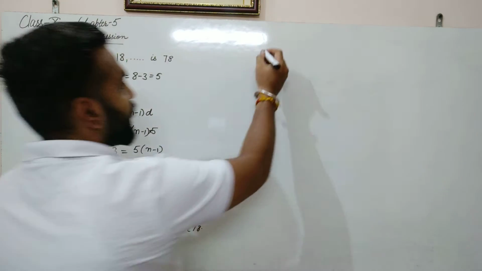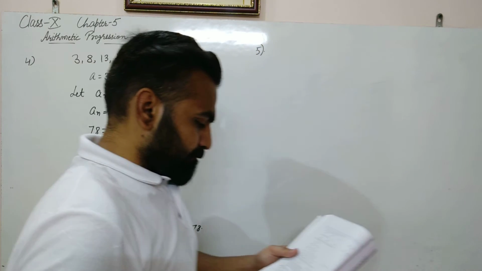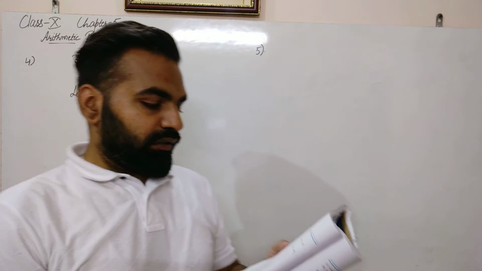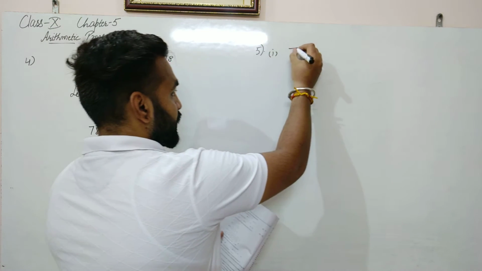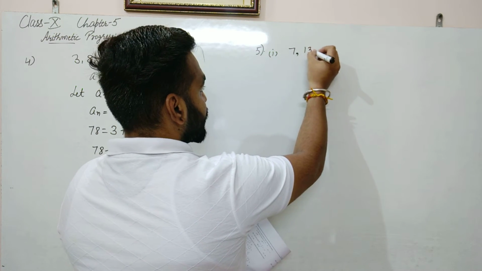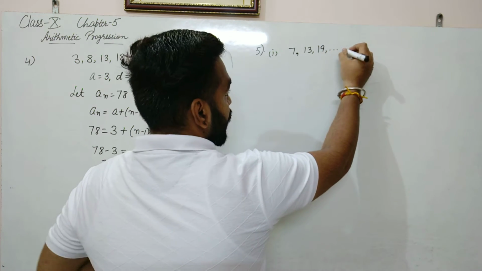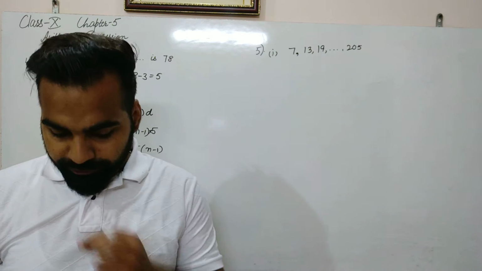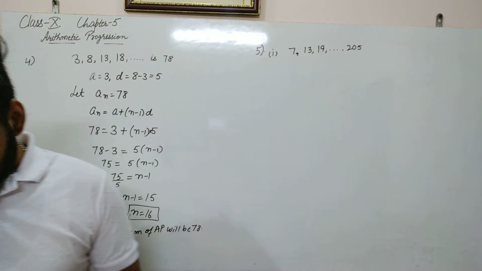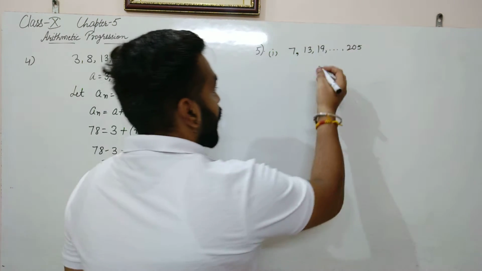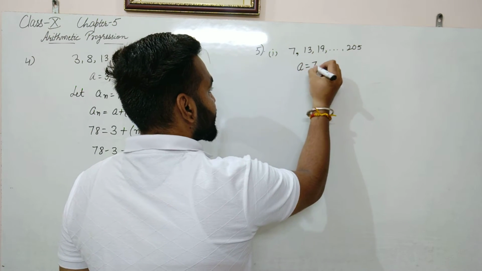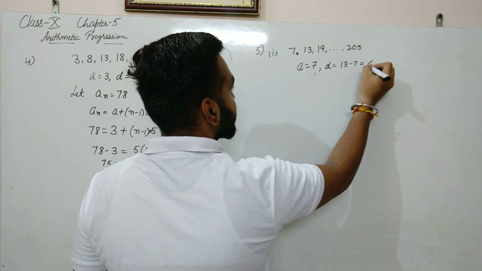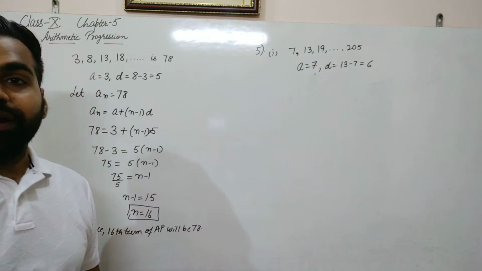Now see question number 5. Find the number of terms in each of the following APs. Two APs are given. I am taking the first part: 7, 13, 19 and so on up to 205. The last term of the AP is given as 205. We have to calculate the number of terms in the AP. The value of A is 7 here. What is D? D is 13 minus 7, that is 6. Now we have to find the value of N here.